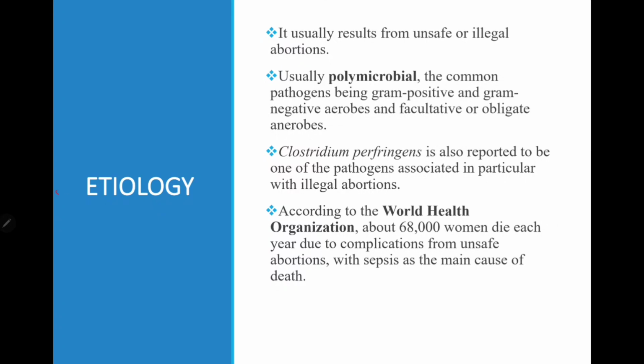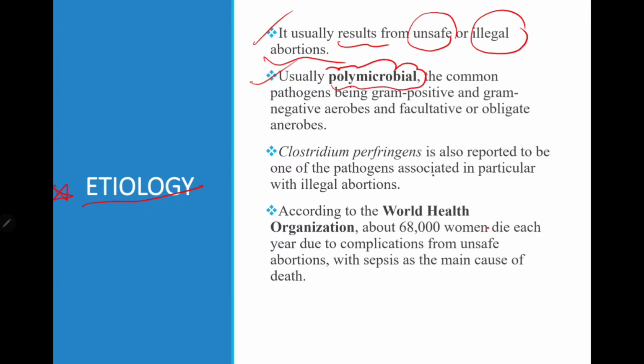Now let's look at the etiology of septic abortion. First, it usually results from an unsafe or illegal abortion. That is the first etiology. Usually it is polymicrobial in origin, and the common pathogens are gram positive and gram negative aerobes, as well as facultative or obligate anaerobes, because all kinds of microorganisms can be involved. And very important, Clostridium perfringens is also reported to be one of the pathogens associated in particular with illegal abortion.